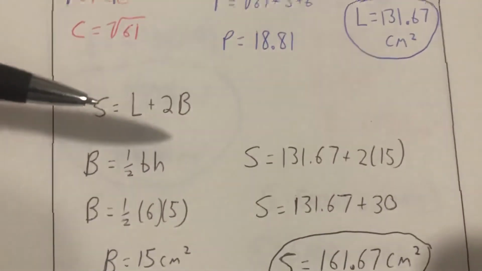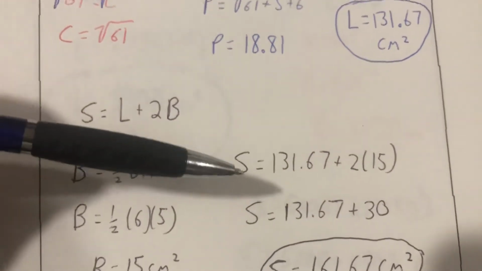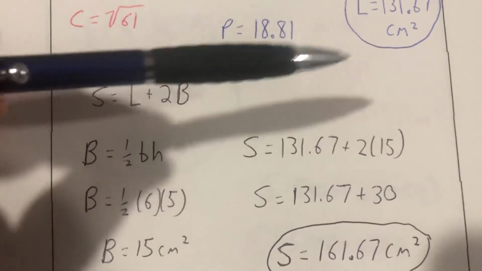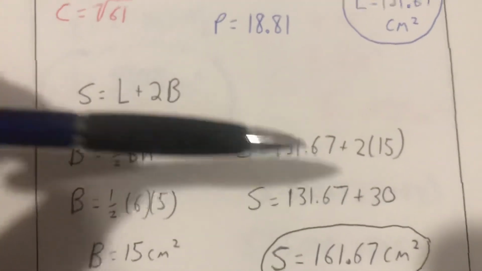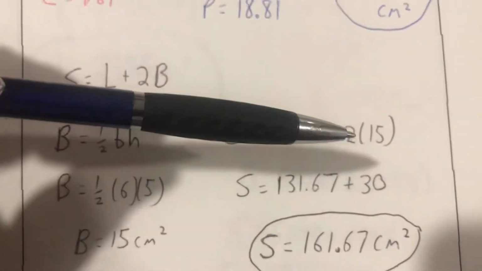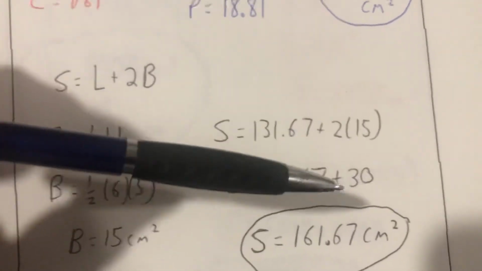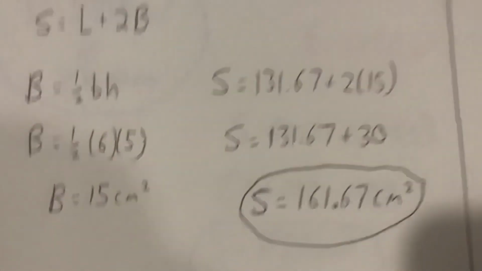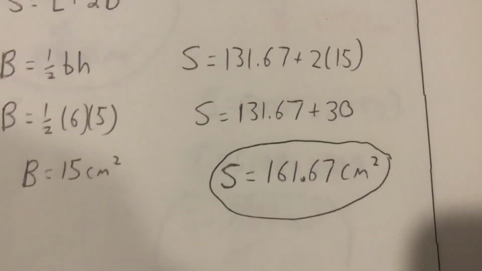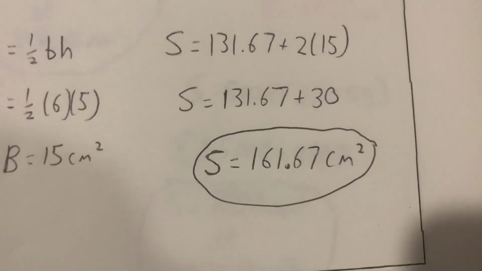So we plug back into that formula. We have the surface area equals the lateral area we just found, which is 131.67, plus 2 times the area of a base, so 2 times 15, that's going to give us 30. When we add those together, we get a surface area of 161.67 centimeters squared.